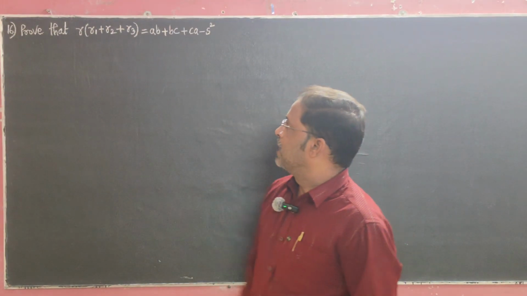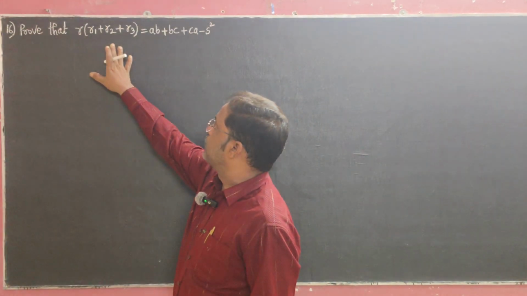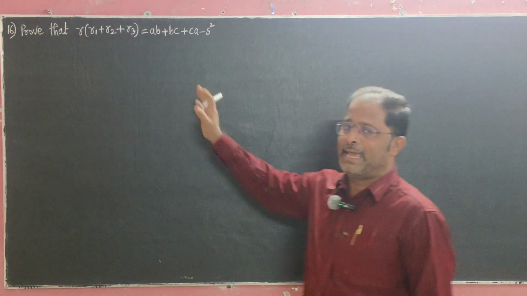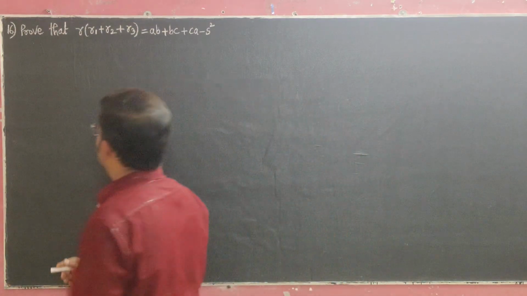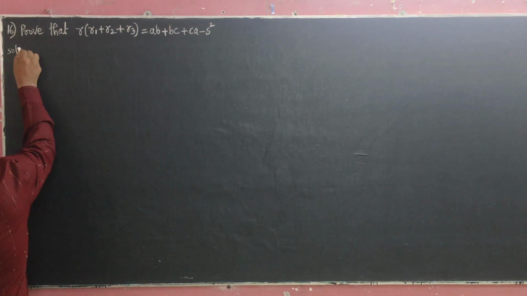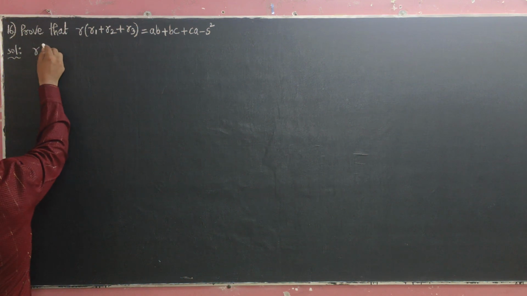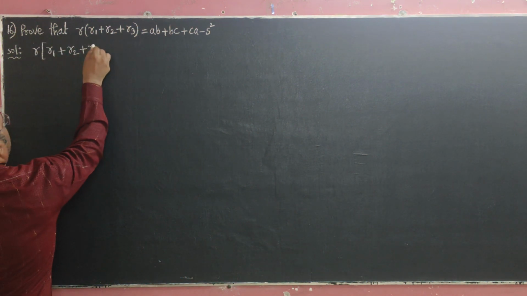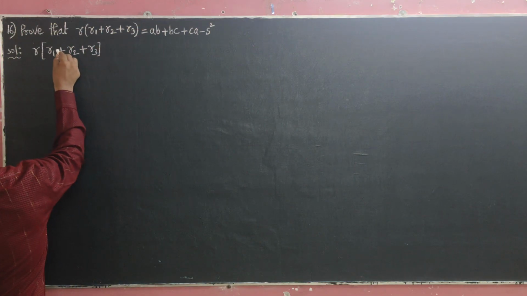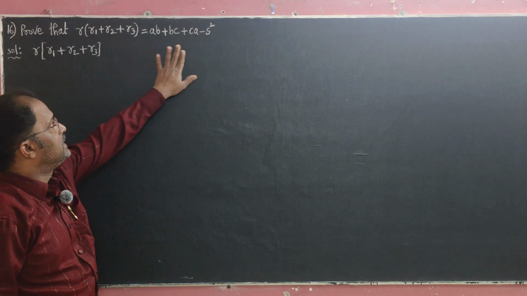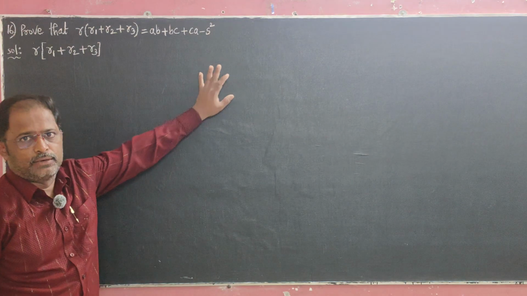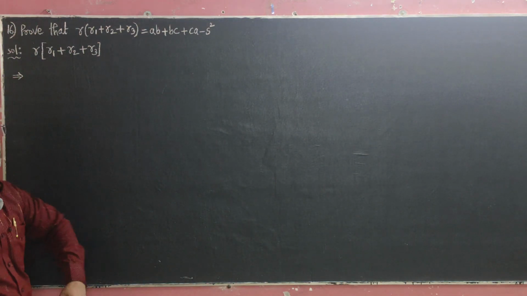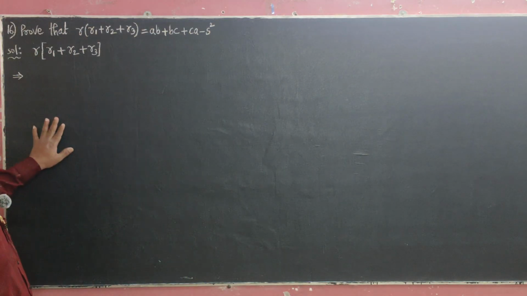Prove that r·(r1 + r2 + r3) = ab + bc + ca − s². So what is the LHS? r into (r1 + r2 + r3); we have to show that the answer is ab + bc + ca − s². Substitute the values of r, r1, r2, r3, meaning the formulas. We already used them in the previous problem.